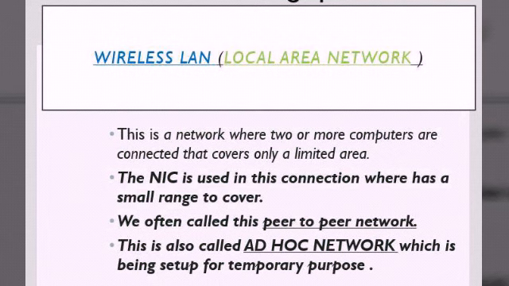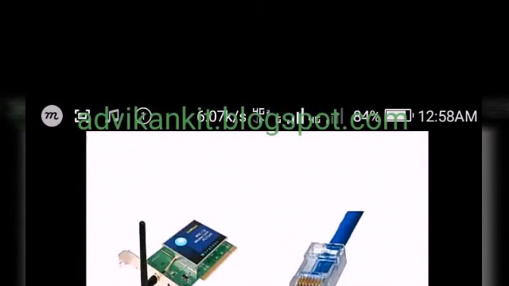At the left side we see the wireless network interface card, that is WNIC. The stick beside this is actually the antenna, and on the right side you are seeing that RJ45 cable. This is used in wired networks.